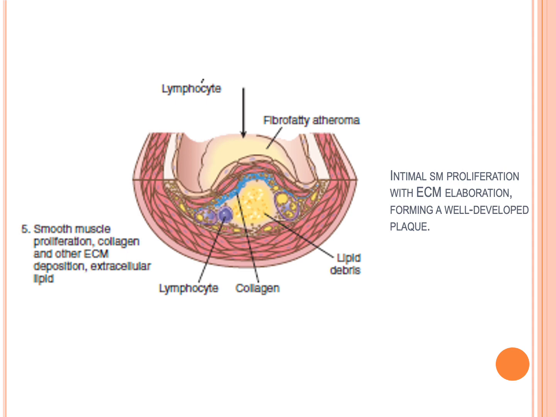This is usually followed by more intimal smooth muscle proliferation and extracellular matrix deposition, forming the well-developed plaque that we discussed in the initial slides, when we say that the plaque is an intimal lesion composed of a fibrous cap and central core that is composed of cellular debris, cholesterol, and cholesterol ester, and strengthened by those smooth muscles in the fibrous cap, added to it the extracellular matrix material.